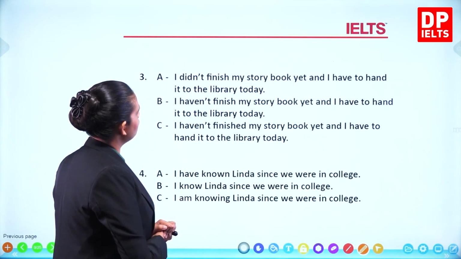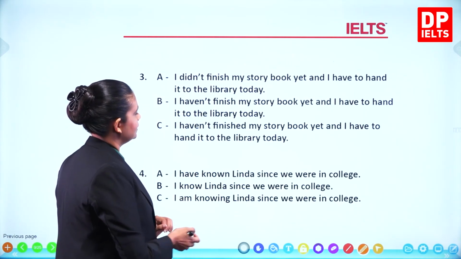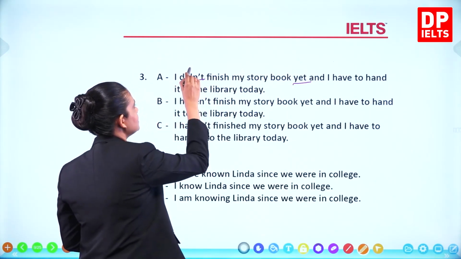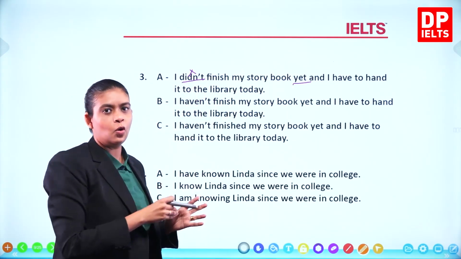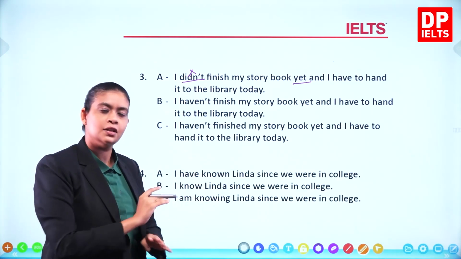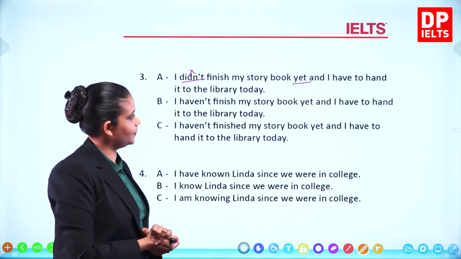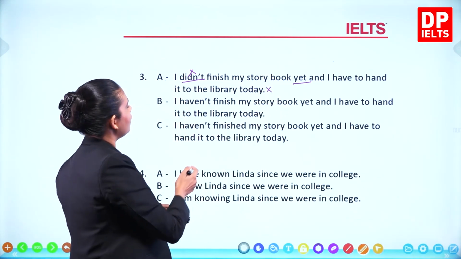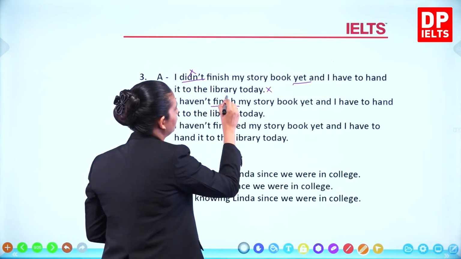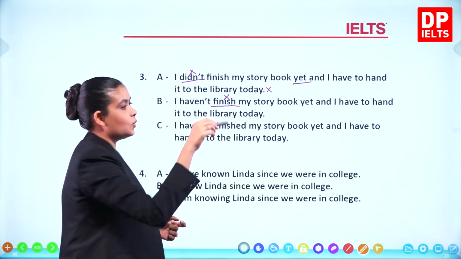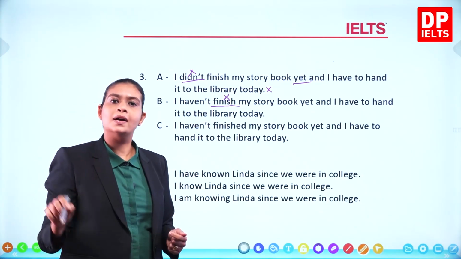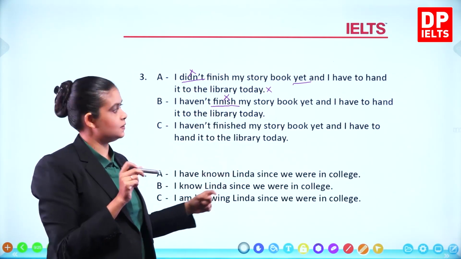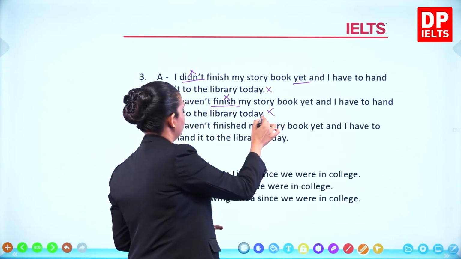"I didn't finish my storybook yet." Now, "yet" cannot be used with the simple past tense. Remember, "already", "just" and "yet", you cannot use them with the simple past tense. So, that is wrong. "I haven't finished my storybook." Again, when you have "has" or "have", it should be with the past participle. So, therefore, "finish" is not possible. So, that is also wrong.